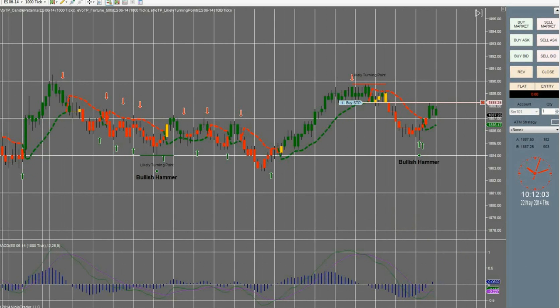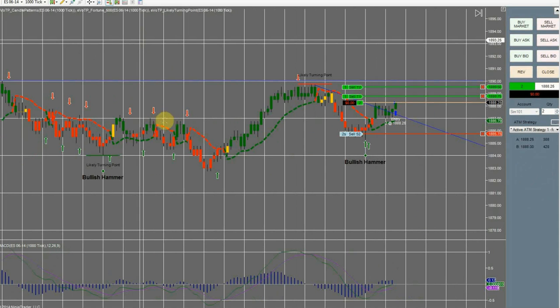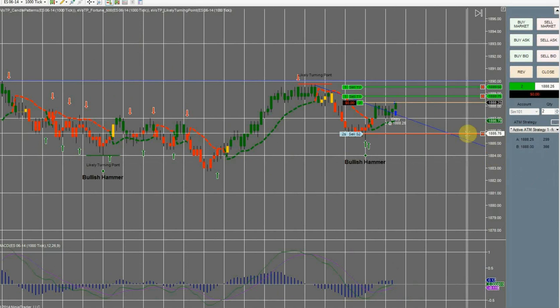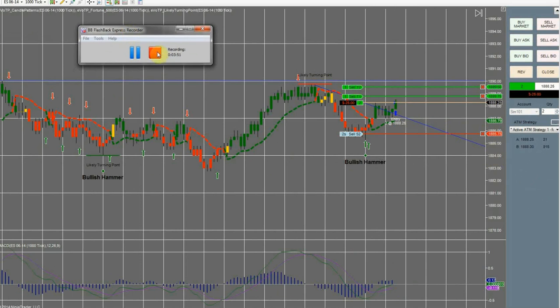Alright, I'm not going to let this continue to run. I'm going to press pause and come back once we get filled. Alright folks, we just got filled into our first trade of the day. As you can see here, our take profits are all below this likely turning point area, so that is a wonderful thing. And we're going to see what happens here next.